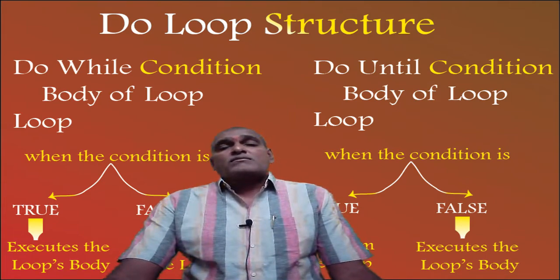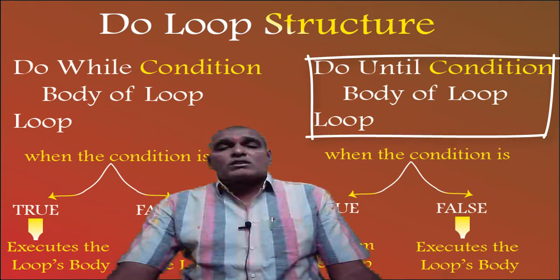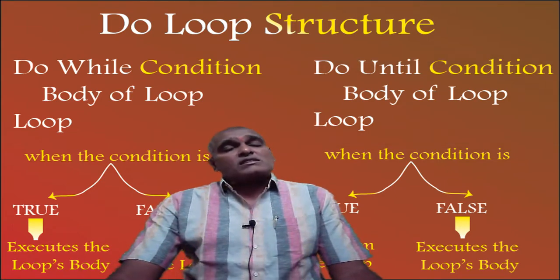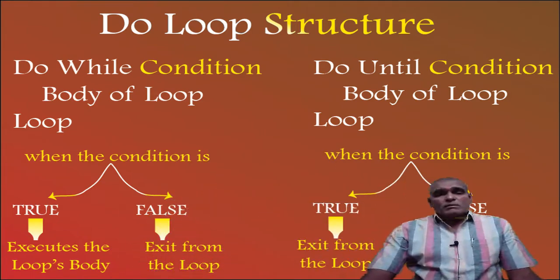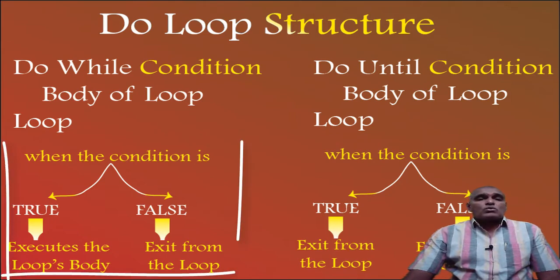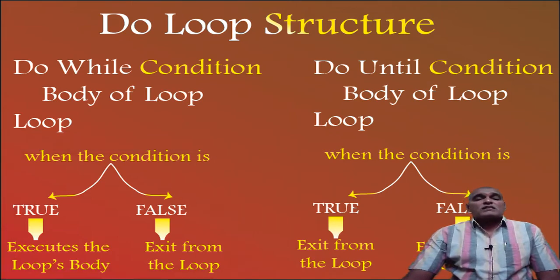The second one is the do until loop. It starts with do until and ends with loop. After do until, the user has to provide the condition. So this is the structure of do loops. Now let me explain the status of the condition. If the condition is true, then the application executes the body of the loop. If the condition is false, it exits from the loop. So it keeps on executing the looping procedure until it becomes false.